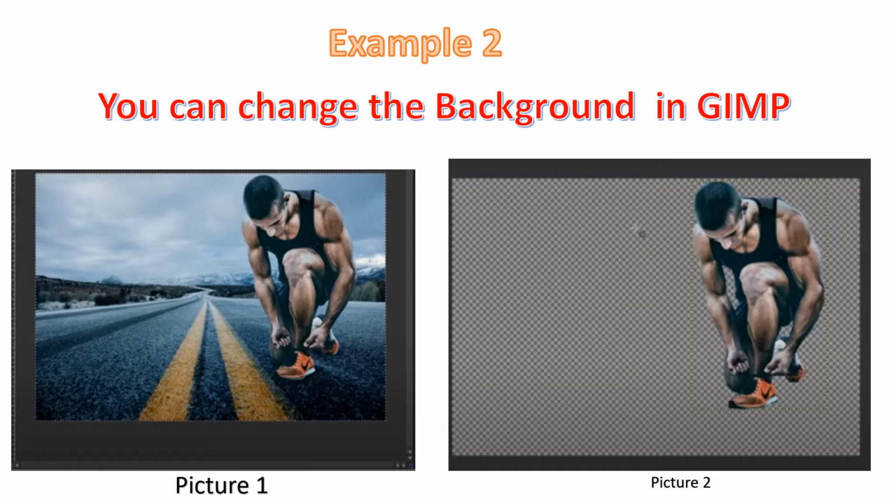This is the second example. Here in first picture you can see the road background, no? In second picture I removed that background and I changed another background. This pattern is available in GIMP. Using the patterns you can change this background.